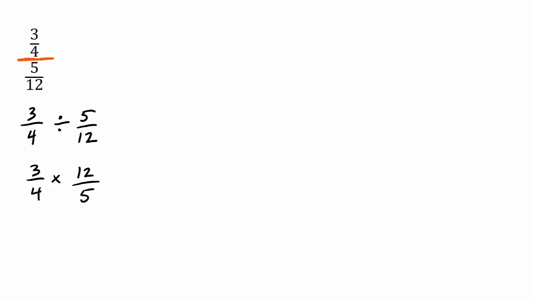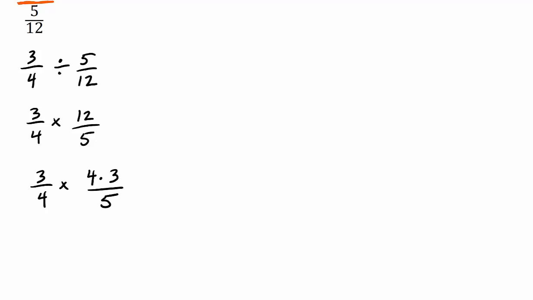I can then see that the 4 and the 12 will each divide by 4, so I could factor the 12 into a 4 times 3. I can then do my divisions, so 4 and 4 will divide to a 1, and then I can just multiply out my numerator, so 3 times 3 is going to be 9, and in the denominator, 1 times 5 is 5.